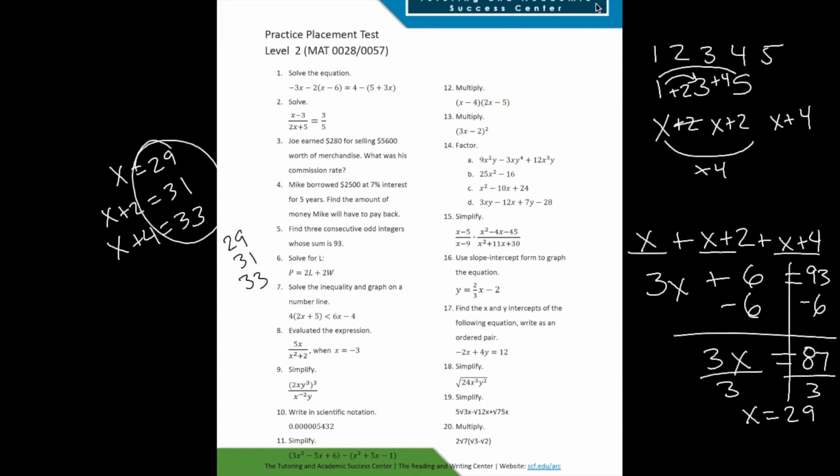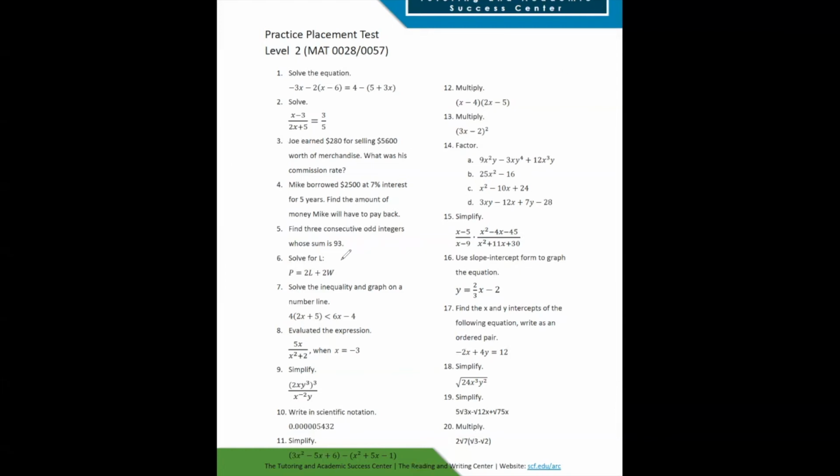Those are my three answers. In number 6, we're going to be solving a literal equation. Solve for L. P equals 2L plus 2W. That means we're going to use our inverse operations, but our answer is going to still have letters in it. And there's two different ways that you can write the answer: P minus 2W over 2, or P over 2 minus W. Well, let's see how you would solve it.